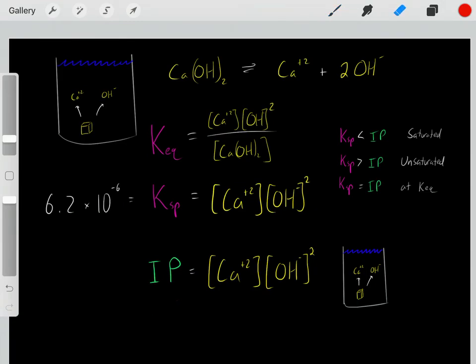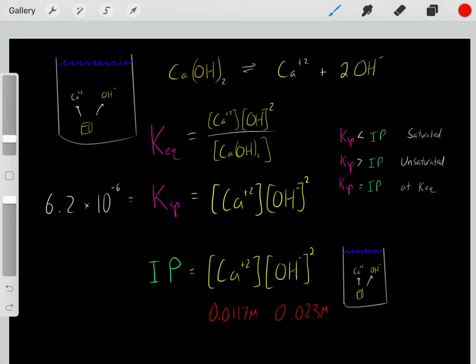Let's say we have this situation. Now we have current concentrations. Maybe the calcium concentration is 0.0117 molar. So again, we put in a chunk of metal, we let it dissolve, and at this point the calcium concentration is this. And let's say the hydroxide concentration is maybe 0.023 molar. These are now our current concentrations. We plug them in and we can find the ion product, the reaction quotient under this particular condition.